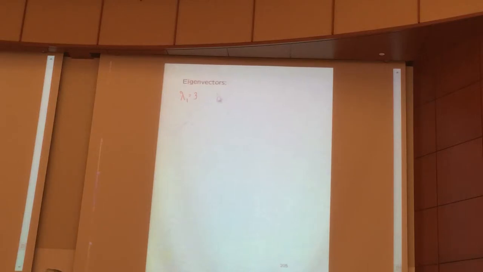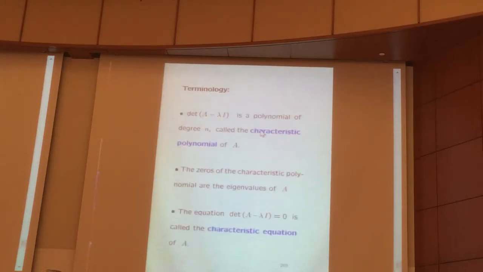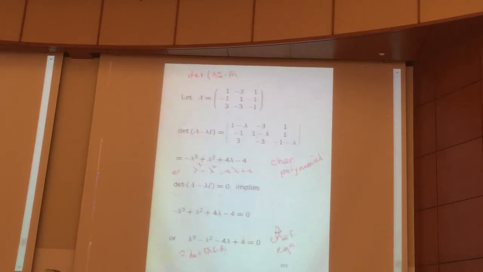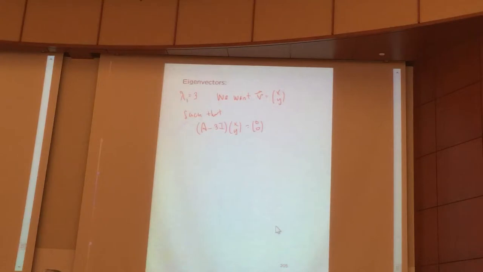Now, we want v, and let me write it, say, x, y. It's a vector, two components, such that A minus 3I times the vector xy is 0, 0. Remember, A minus lambda I times the vector v has to be 0. So we're just going to be solving a system of equations. That's what we want. What is A minus 3I?